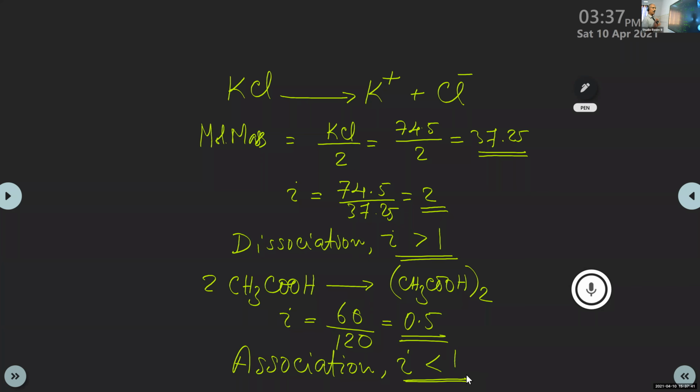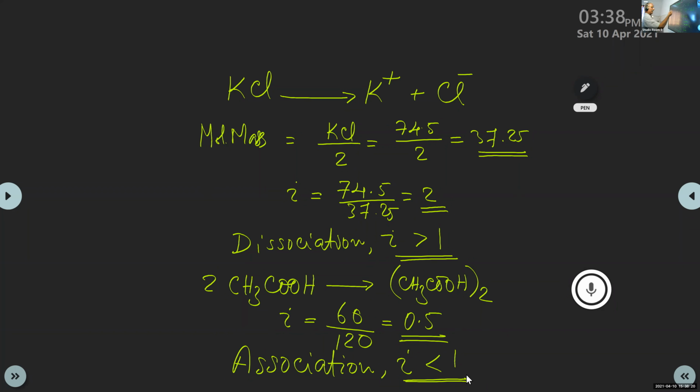So the calculated molecular mass will be the same as the theoretical molecular mass, and then the Van't Hoff factor i is equal to 1. Okay. Now, to calculate the Van't Hoff factor i, we need the relation normal molecular mass by abnormal molecular mass. Even without that, we can calculate the Van't Hoff factor i if we know the molecular formula.